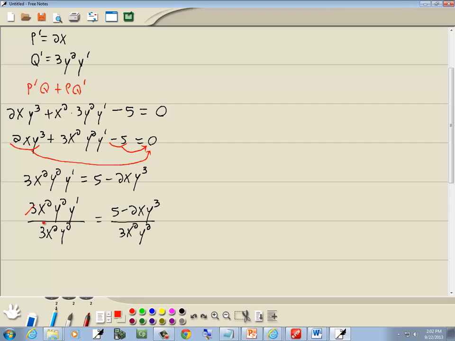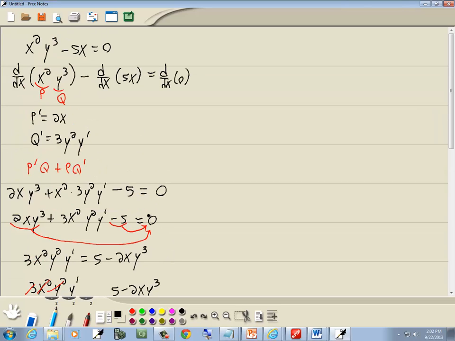Well, over here the 3's cancel and the x squareds cancel. And we end up with y prime is equal to 5 minus 2x y to the third over 3x squared y squared. And that's our answer.